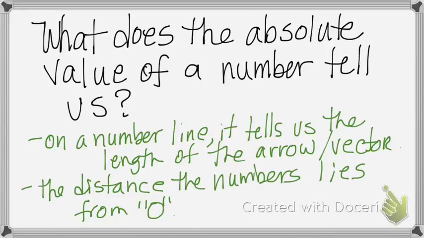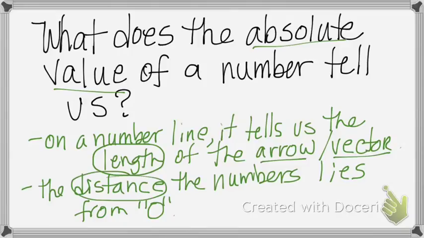Okay, so here are a few things that I came up with. On a number line, it tells us the length of the arrow, or the vector. Now, in general, what absolute value tells us is the distance the number lies from 0. So these two ideas, length and distance, are indeed related, and as you know, they move in one dimension. They're both one-dimensional measurements.